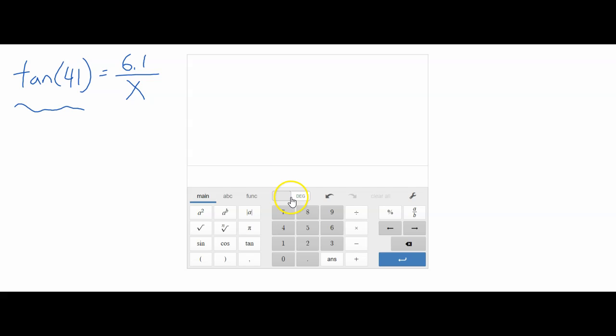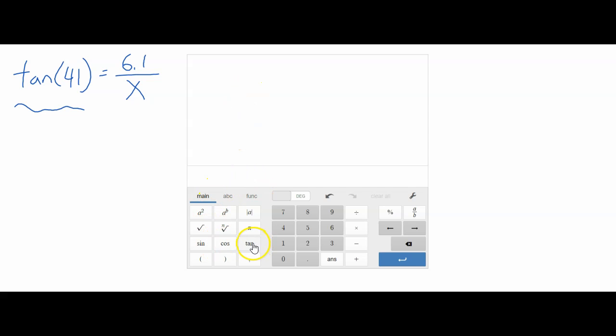So if you're using this calculator, make sure this toggle switch reads degrees. If you're on a TI-84, go to the Mode button, go down to the third row, and make sure that degrees is highlighted. If you have any questions about that, you can let me know. If you're in the wrong mode, you're not going to get the correct answer.